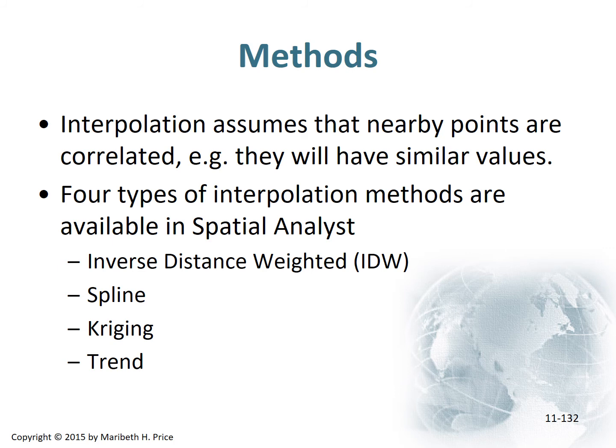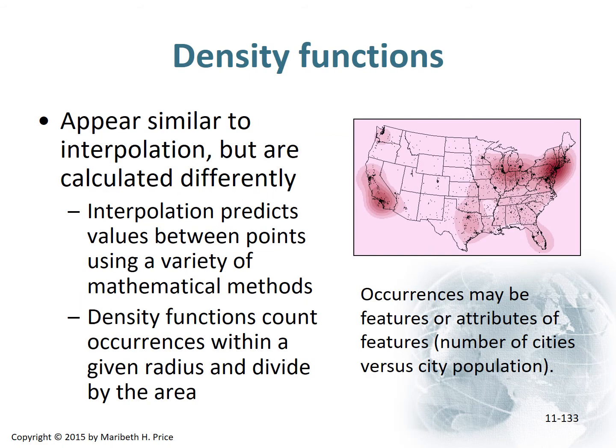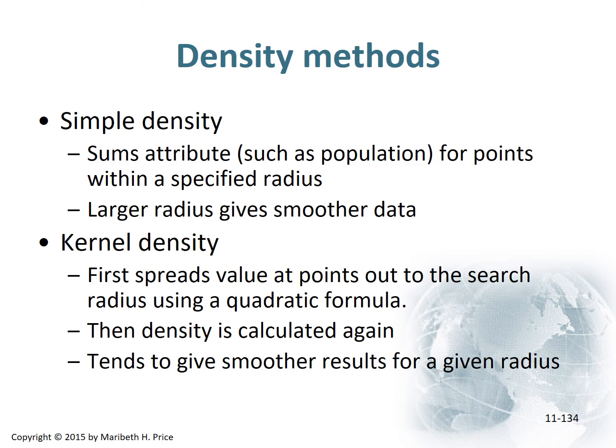As soon as nearby points are correlated, in other words, they have similar values, there's 4 types of interpolation methods that are available in Spatial Analyst. You should know that that's inverse distance weighted, splines, kriging, and trend. Know what a density function is, and it has nothing to do with the attributes. It has specifically to do with the number of observations in a given area, not what was actually observed. 2 types, simple and kernel. That's really all you need to know about that.